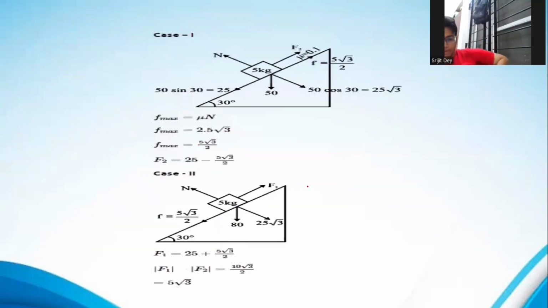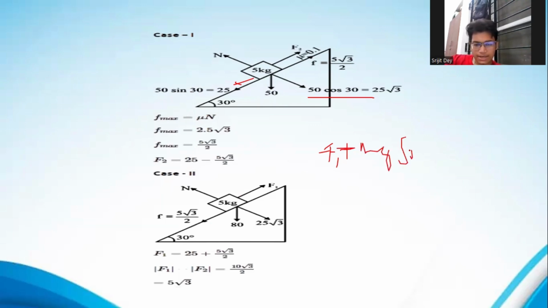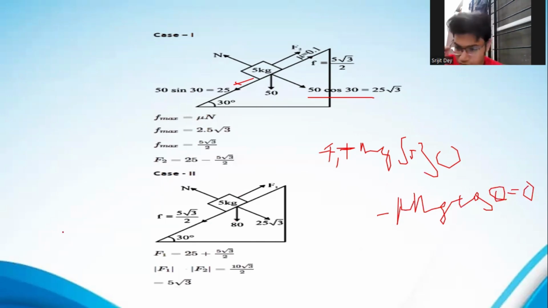Now coming to the solution, if you see, this is the block. If the block is falling, then you will have your mg cos theta, which is your normal reaction, and this will be your mg sin theta, which works down the slope. So when F1 is being used, remember that F1 minus mg sin theta minus mu mg cos theta would be equal to 0, because in the question it was given that it should just take the block onwards.